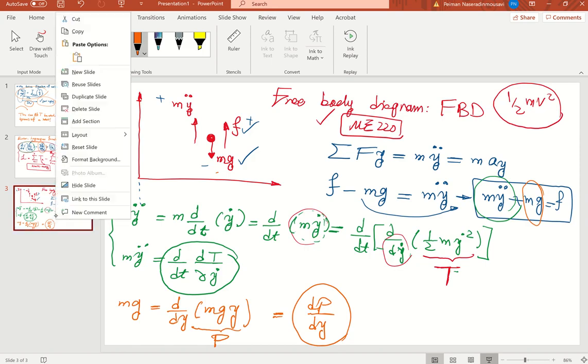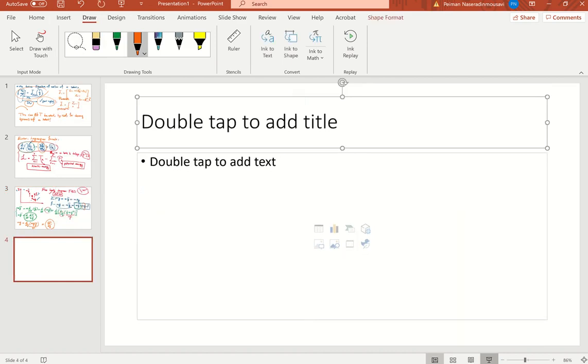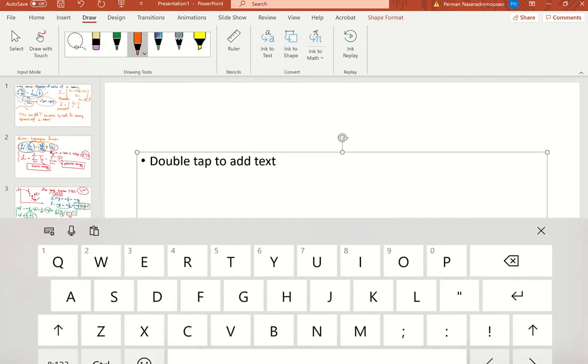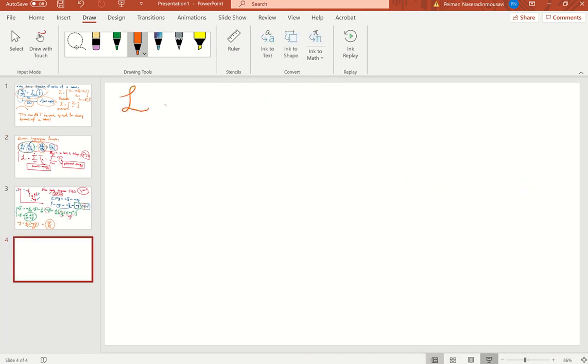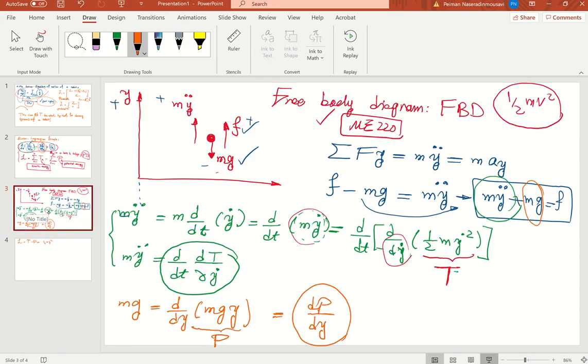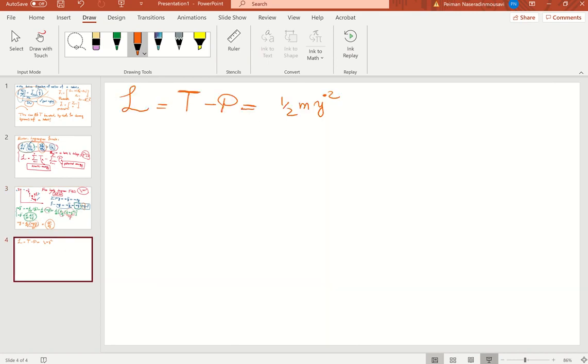So now, if I define, as I did previously, L is T minus P. So the Lagrangian, as I said, is K minus P, or T minus P. The kinetic energy here is 1 over 2 m y dot square, which we just derived together. And the potential is mgy. So L is 1 over 2 m y dot square minus mgy.